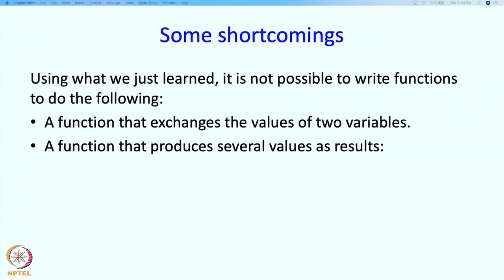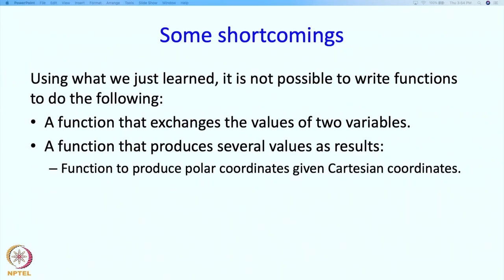Similarly, sometimes you might want a function which does not produce just one result but maybe two results. Suppose you want to produce polar coordinates given Cartesian coordinates. So given x and y, I want to produce r and theta. The return statement enables you to return one value. So how do you return two values? That is another problem that we will see how to fix.